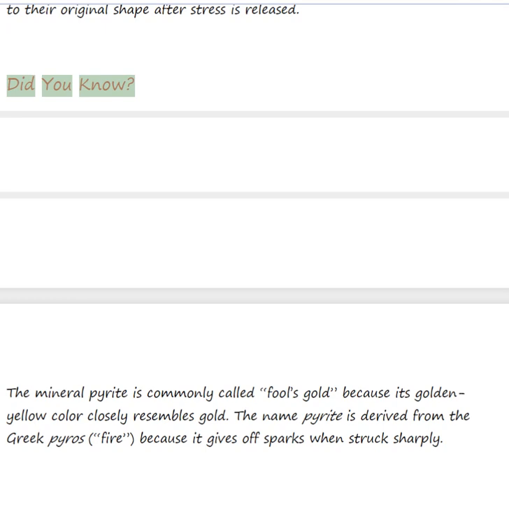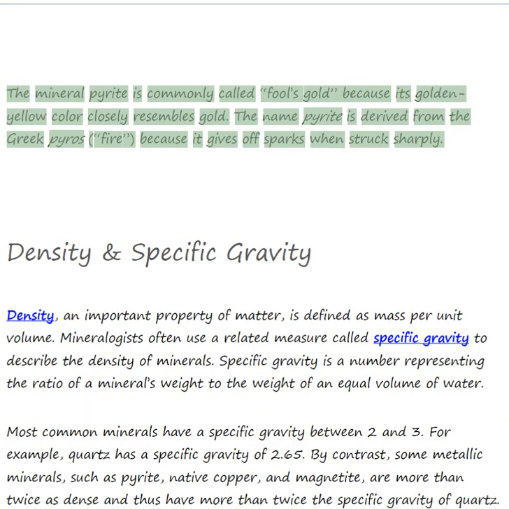Did you know? The mineral pyrite is commonly called fool's gold because its golden yellow color closely resembles gold. The name pyrite is derived from the Greek pyros because it gives off sparks when struck sharply.